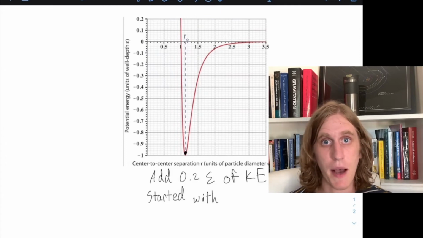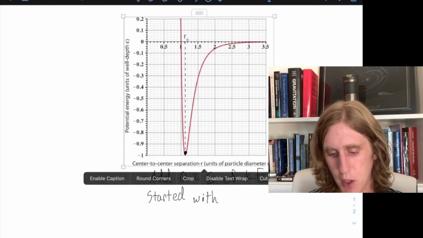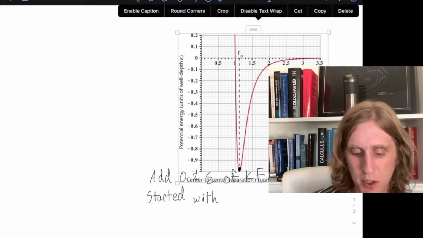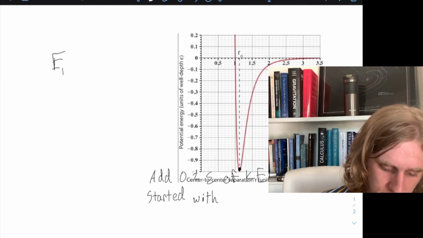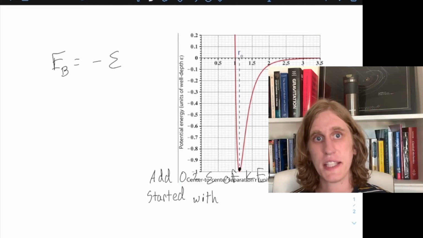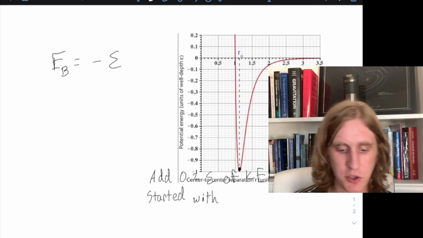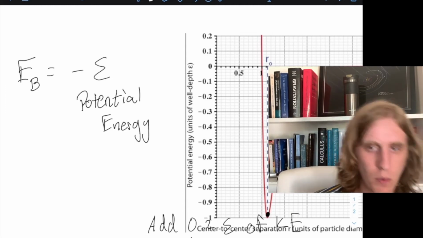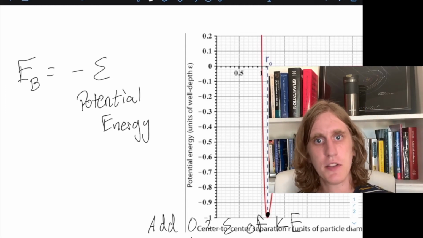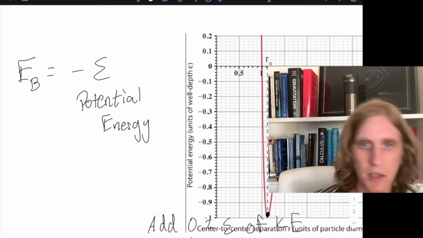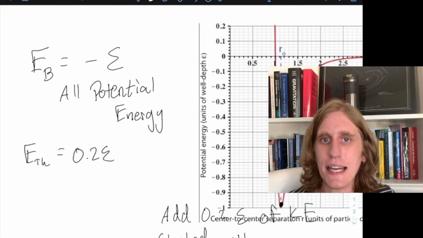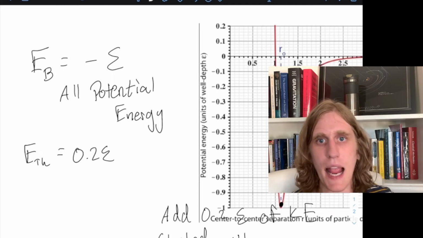So, how much bond energy do these particles have at this moment? Well, it's the same amount that they started with. The bond energy hasn't changed because the particles haven't changed phase. So the amount of bond energy that these particles have is still equal to negative epsilon. All of this energy, all the bond energy, is potential energy. What about the thermal energy? Well, the thermal energy is just equal to the amount of energy that we added to the particles, 0.2 epsilon. But in this case, the energy gets evenly split between potential energy and kinetic energy.